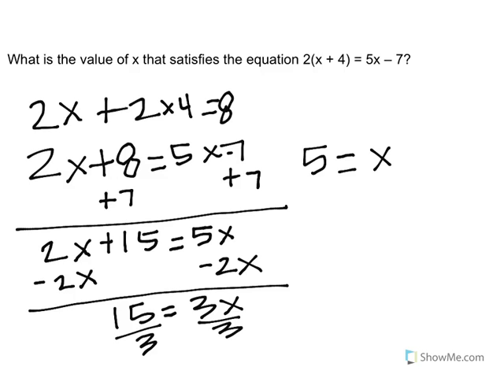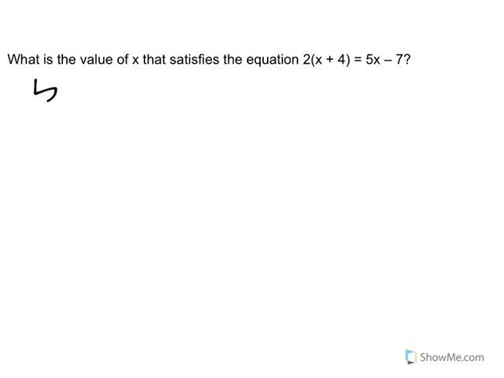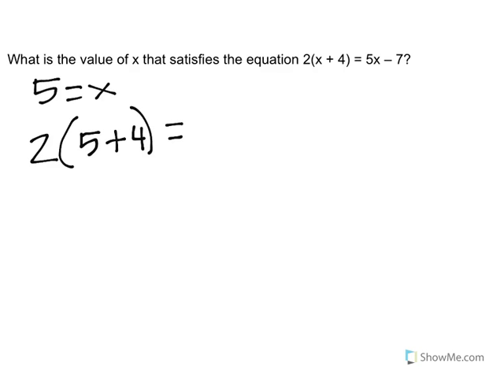We can check our work to make sure that we have the right answer. And that's very simple. All you have to do is plug 5 in for x. If plugging 5 in for x works out, then we know we have the right answer. So we said that x equals 5. So let's plug 5 in for x. So we have 2 times 5 plus 4 equals 5 times 5 minus 7.